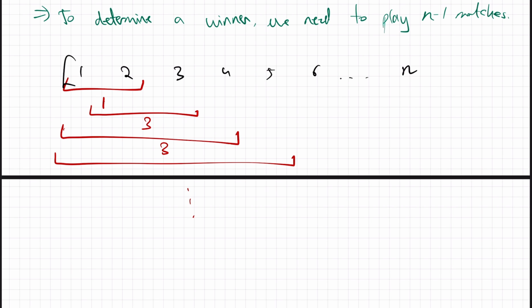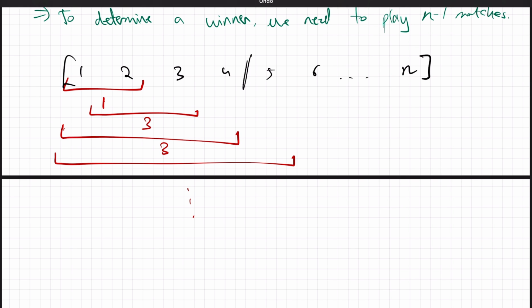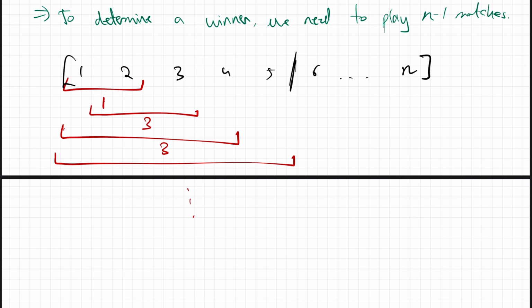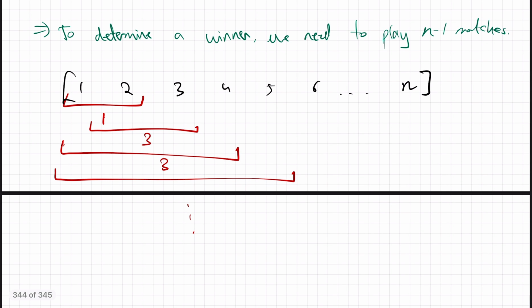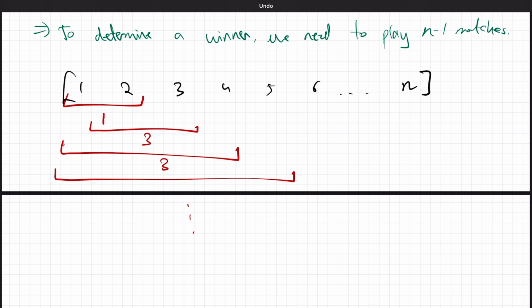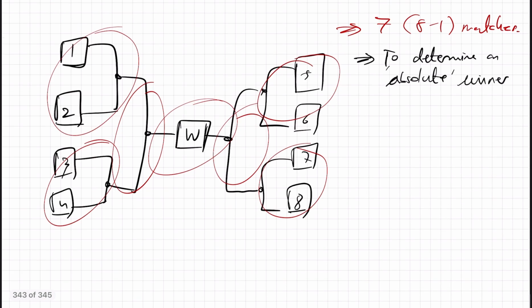So once we're at position, I don't know, i in the array, we know what the greatest team up to that position is. And so we've had to do n-1 comparisons to get up to there. So it makes sense that to get the absolute winner, we need to play n-1 matches. Okay, so there's my answer for the winner.